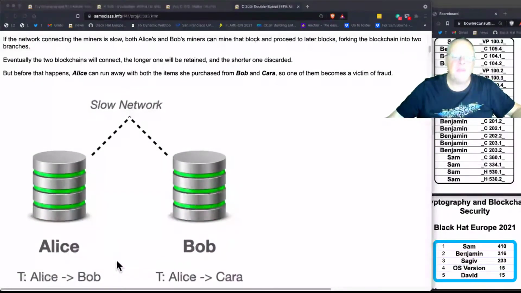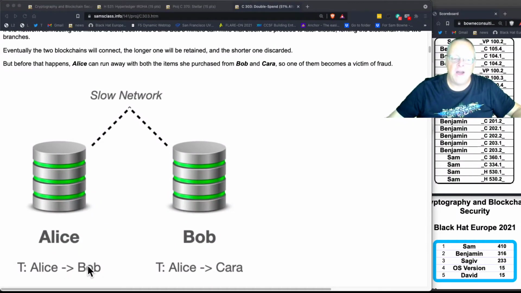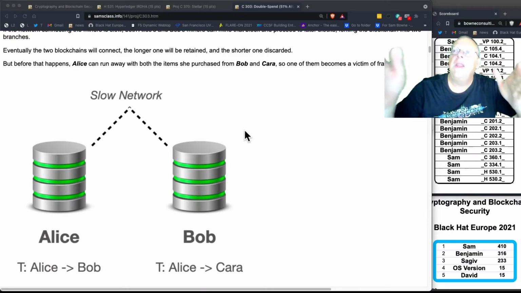And then what happens is Alice can send some money to Bob, and then on this other server, Alice can send the same money to a third party, Kara. And both of these miners will mine it, and they will both complete the block, but the slow network will not communicate between them until later. And this is what causes the blockchain to fork. There'll be one branch where the money goes to Bob and another branch where the money goes to Kara. And the way Bitcoin resolves this is if there are two valid blockchains, when they meet and compare them, they will pick the longer one and discard the other one.